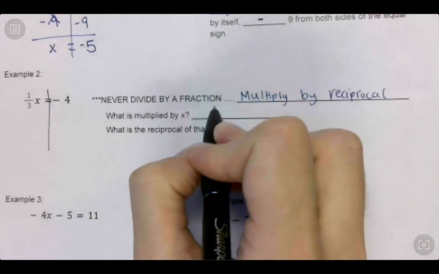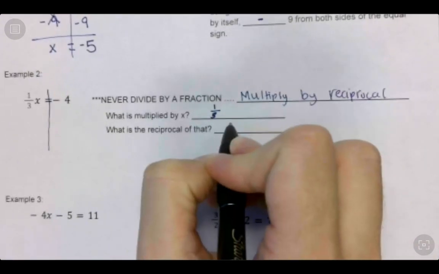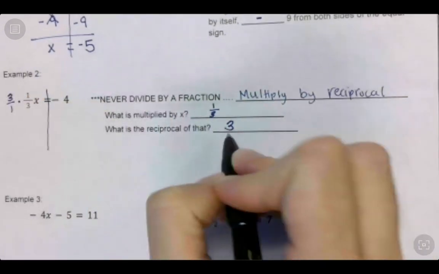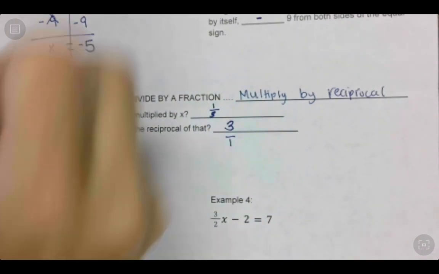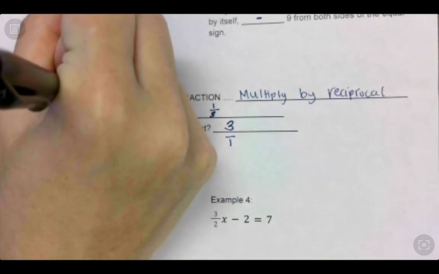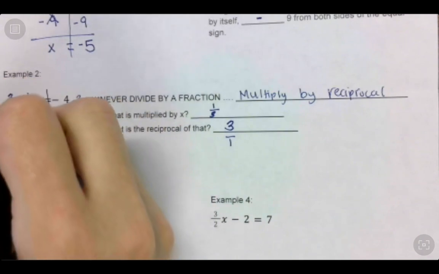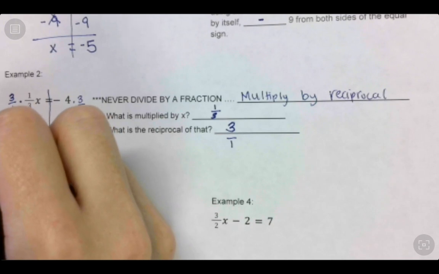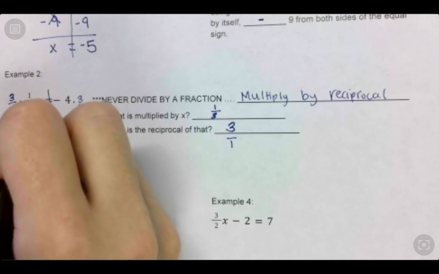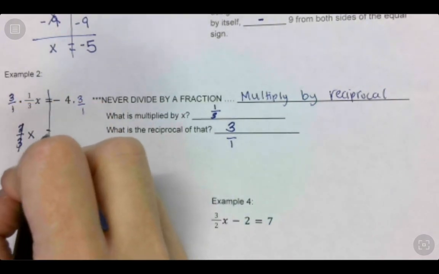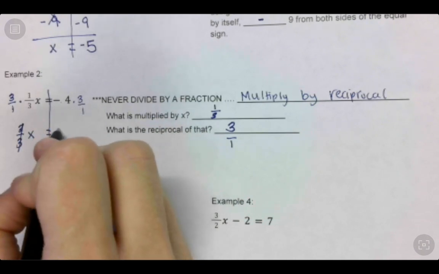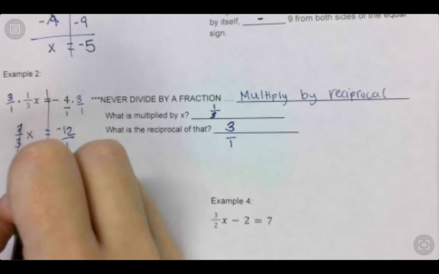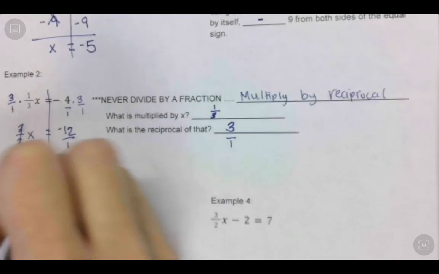What is being multiplied by the x? 1/3. What is the reciprocal of that? 3. So I'm going to multiply by the reciprocal of 3/1 or just 3. They mean the same thing. Multiply -4 by 3/1. 3 times 1 is 3. 1 times 3 is 3. 3 divided by 3 is just 1. So I have x equals, what's -4 times 3? -12. 1 times 1 is 1. Well, we can just write that as x equals -12.